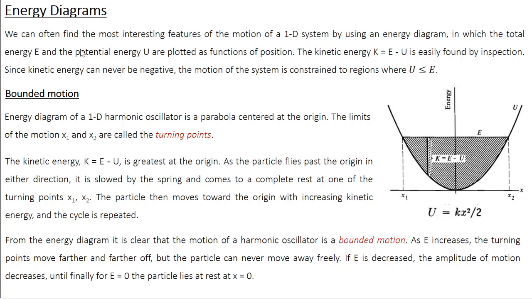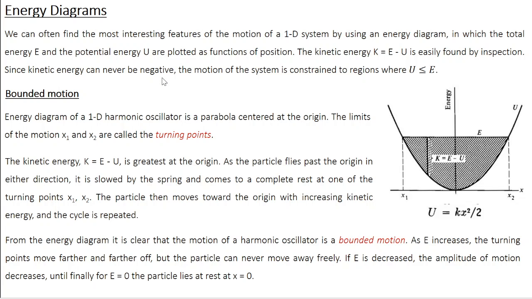So let's try to see how to analyze energy diagrams of certain simple one-dimensional systems. Typically in an energy diagram, you draw either the total energy E or potential energy U as a function of position. Once you know the potential energy and total energy, you can calculate kinetic energy from the expression K equal to E minus U, because the total mechanical energy is the sum of kinetic energy and potential energy. And we know that kinetic energy can never be negative.